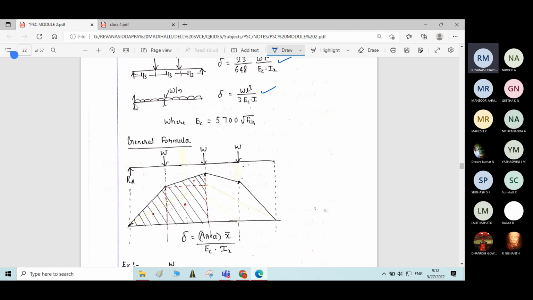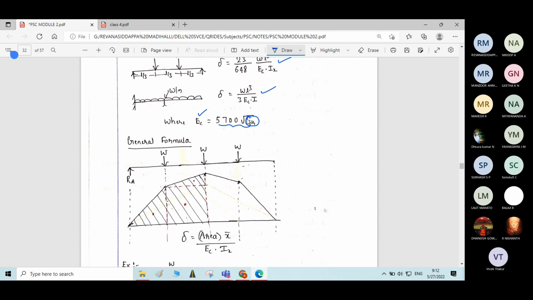Sometimes in the problem, the Young's modulus of the concrete will not be given, but the characteristic strength of the concrete will be given. If the characteristic strength of the concrete is given, utilizing this formula we will find Ec. Ec is equal to 5700 root of fck. Using this formula, we will find the Young's modulus of the concrete.